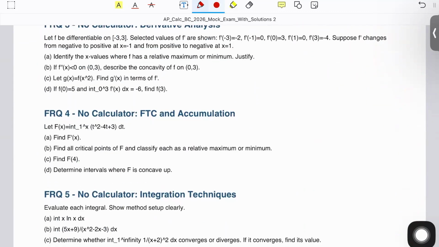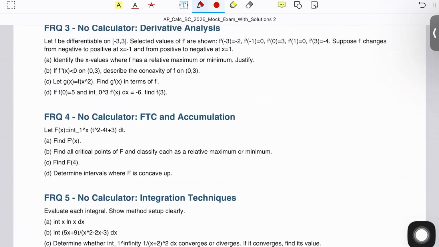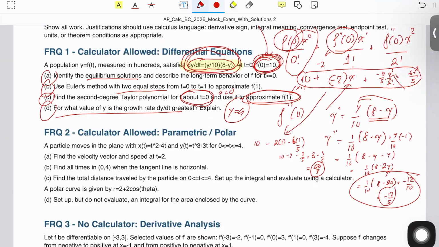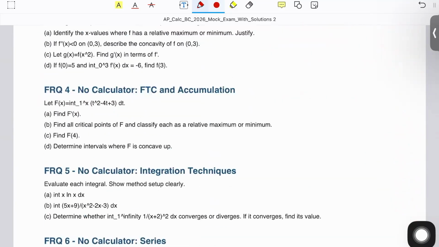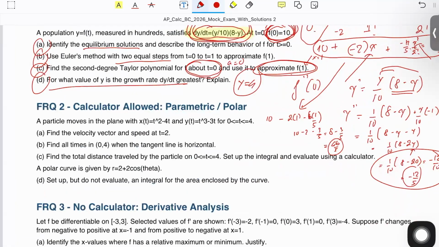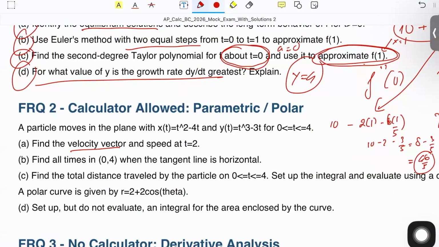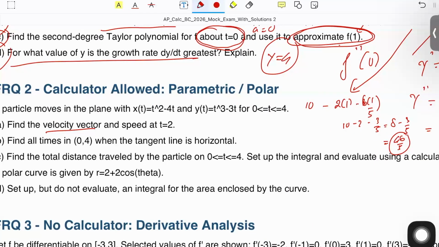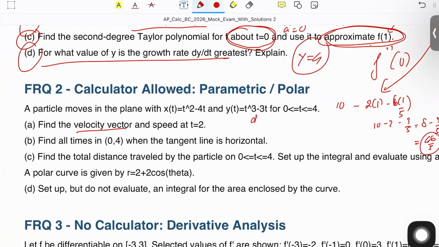Parametric derivative, FTC, accumulation. Okay. Let me talk about the velocity vector. Speed is the square root of (dx over dt) squared plus (dy over dt) squared. That's the speed, right? The velocity vector is just dx over dt and dy over dt.